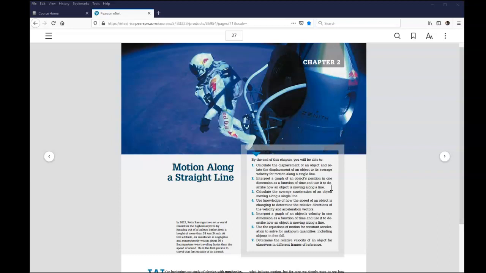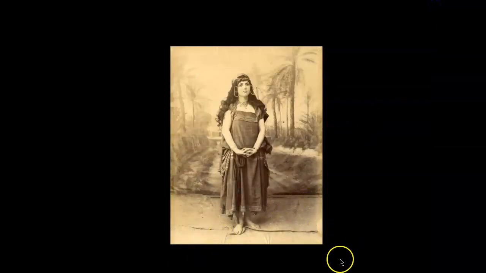In this module we will be covering Chapter 2, and the subject of the chapter is motion in a straight line or one-dimensional motion. The following chapter, Chapter 3, we will be covering motion in 2 dimensions or motion in the plane. Let's go over this topic briefly before we start doing problems.